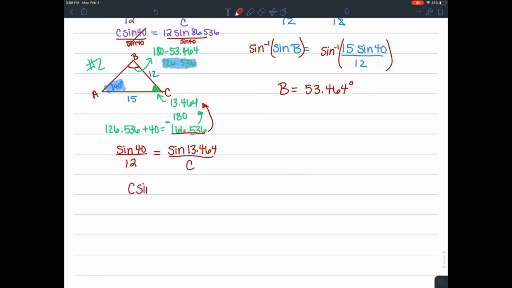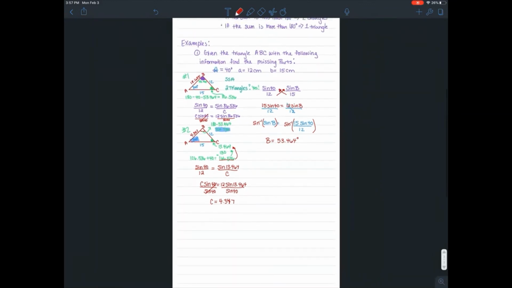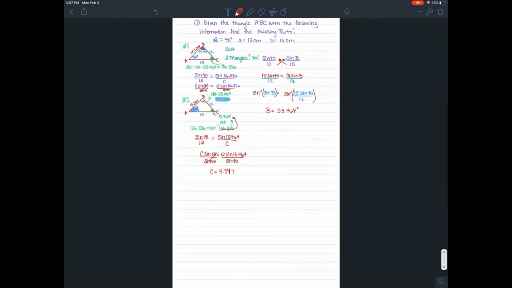Cross multiply. C sine 40 equals 12 sine 13.464. Then I'm going to divide by sine 40. And I get that C equals 4.347 in the small. 4.347. Smallest angle, smallest side. That right there, friends, is the law of sines. All right.